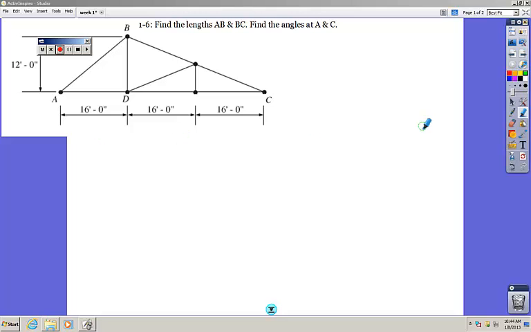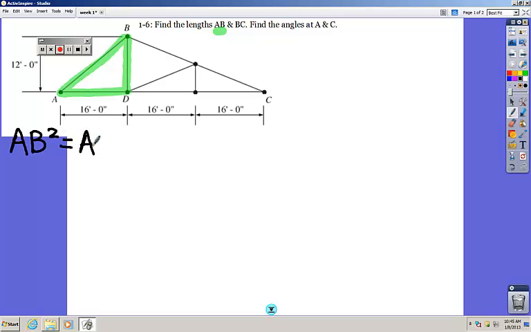So this is problem 1-6 from your textbook, and it asks us to find the lengths AB and BC. So we're going to start by finding the length AB, and I've highlighted the triangle there for you that we're going to be working with in green. So as you can see, now I'm going to use the Pythagorean theorem to find the length of AB.